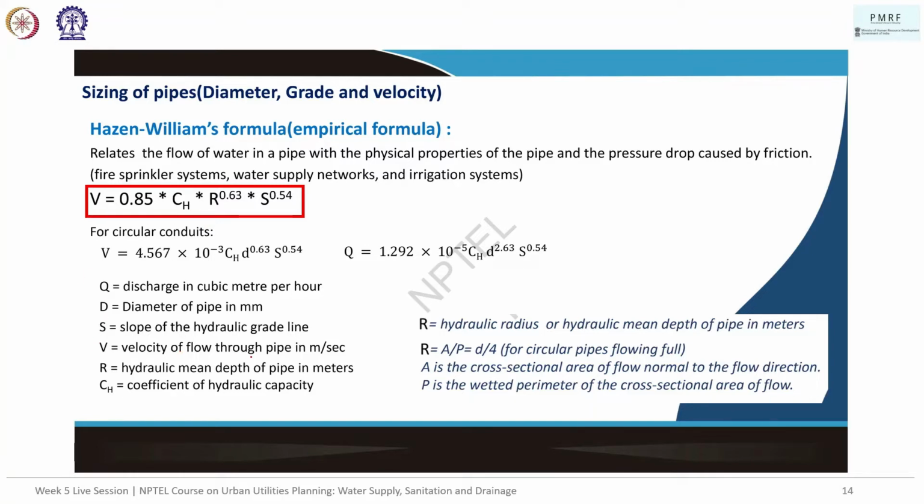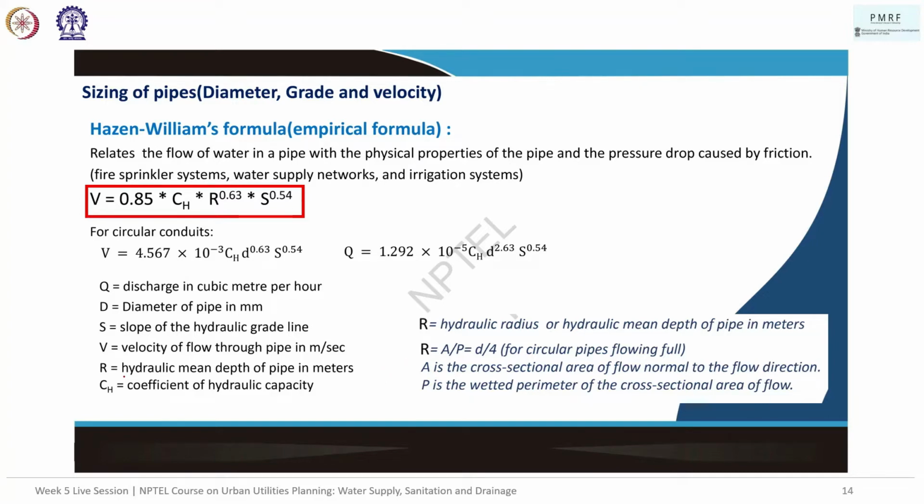the velocity of flow through the pipe in meters per second. CH is the coefficient of hydraulic capacity, which is given to us. If you remember from the question, it's given as 130. R is something that we'll have to calculate. So R is the hydraulic mean depth of the pipe in meters.